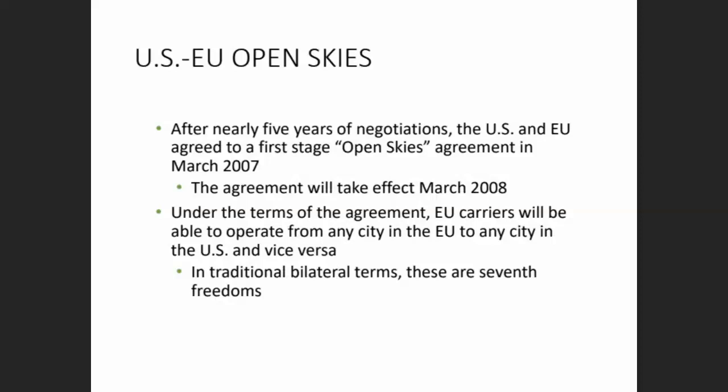After nearly five years of negotiation, the U.S. and EU agreed to the first stage of the Open Skies Agreement in 2007. The agreement will take effect in March 2008. Under the terms of the agreement, EU carriers will be able to operate from any city in the EU to any city in the US.